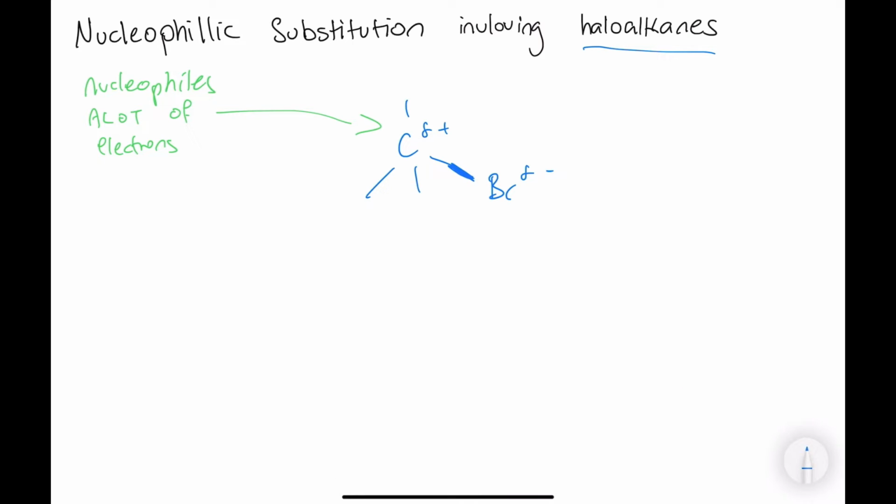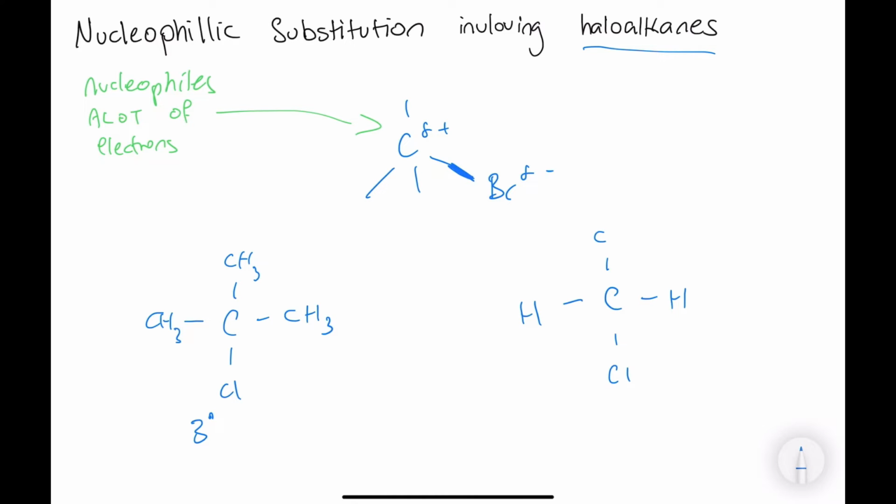If the haloalkane has 3 alkyl groups attached to the carbon where the halogen is attached to, this is a tertiary haloalkane. And then the other haloalkane we need to know is a primary haloalkane. And a primary haloalkane is when the carbon that has the halogen is only attached to one alkyl group. So something like that.